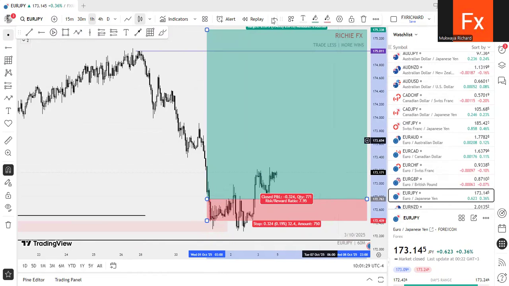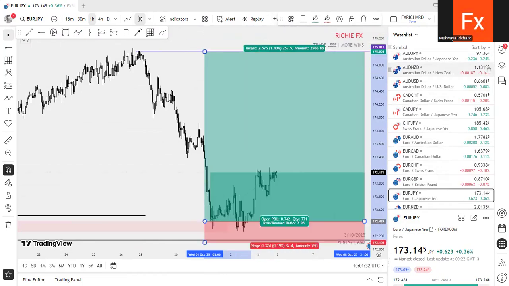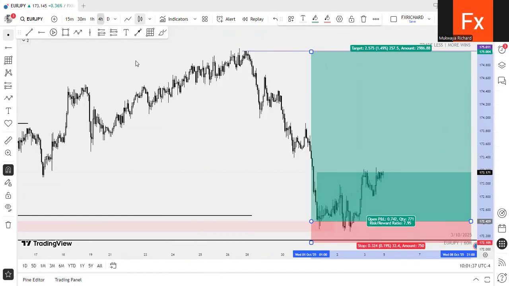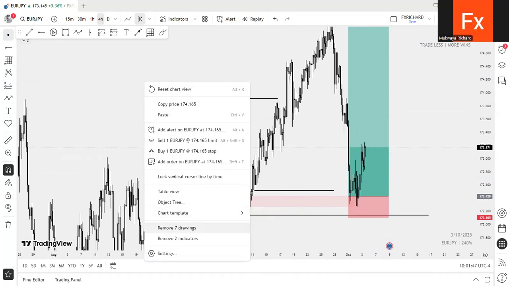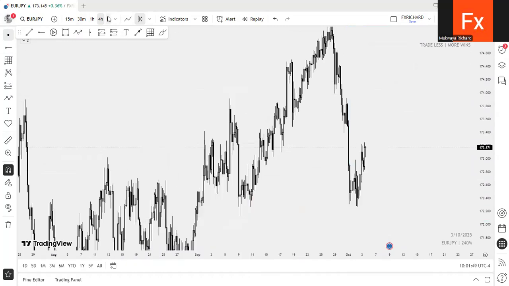Sorry, I had a trade on Euro JPY. So how did I get this trade? This trade I started from the H4 time frame. Okay, let me clear everything. I was on the daily here.